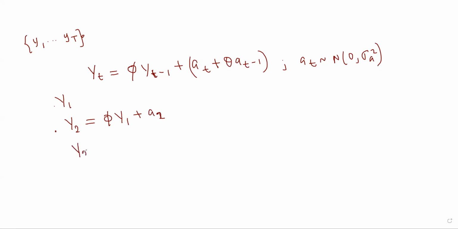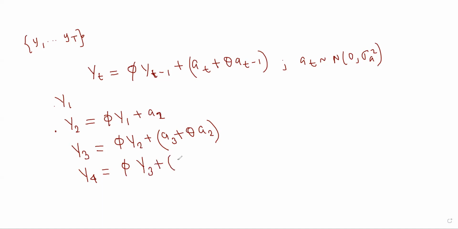Then you have Y3, which is phi Y2 plus A3 plus theta A2. Then you have Y4, right? This is how your ARMA 1-1 process looks. Now, what do you need to find? You need to find the likelihood of this data.